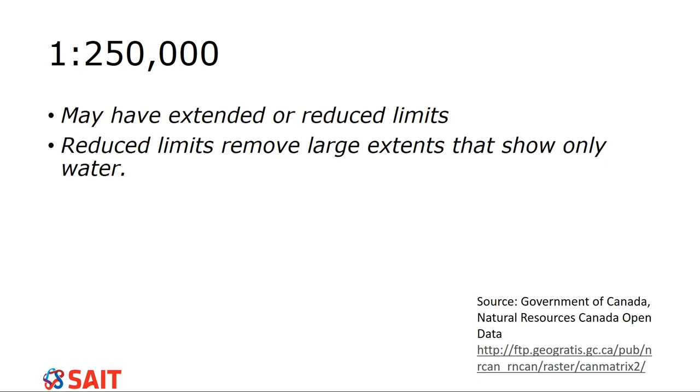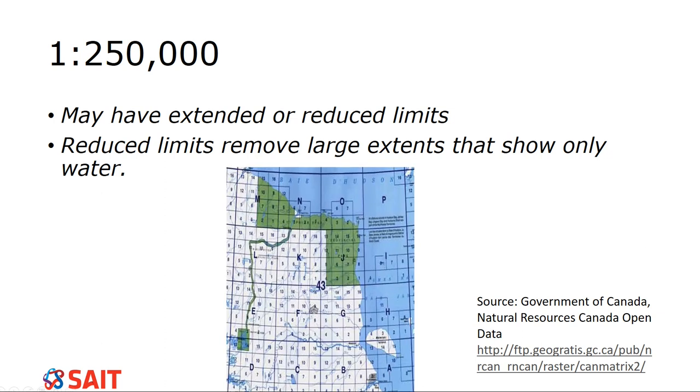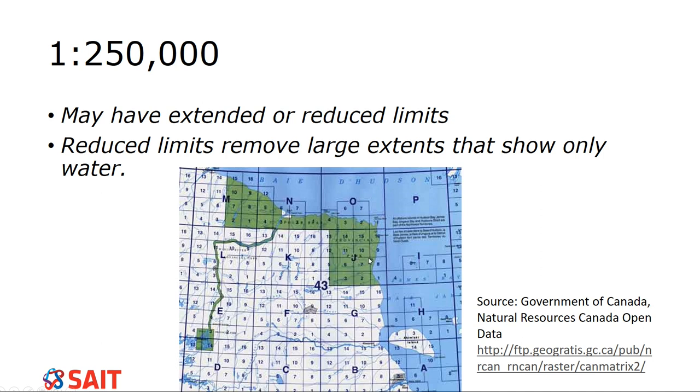The 1 to 250,000 in the NRCan system may have extended or reduced limits, and this happens at the shorelines of Canada. If you happen to be working on hydrographic surveys, you're going to see that these maps might have extended extents, or they might have reduced. Here is an example of extended versus reduced. Reduced would be, for example, N. If we look at this N box here, you can see that the edges of the map stop there.